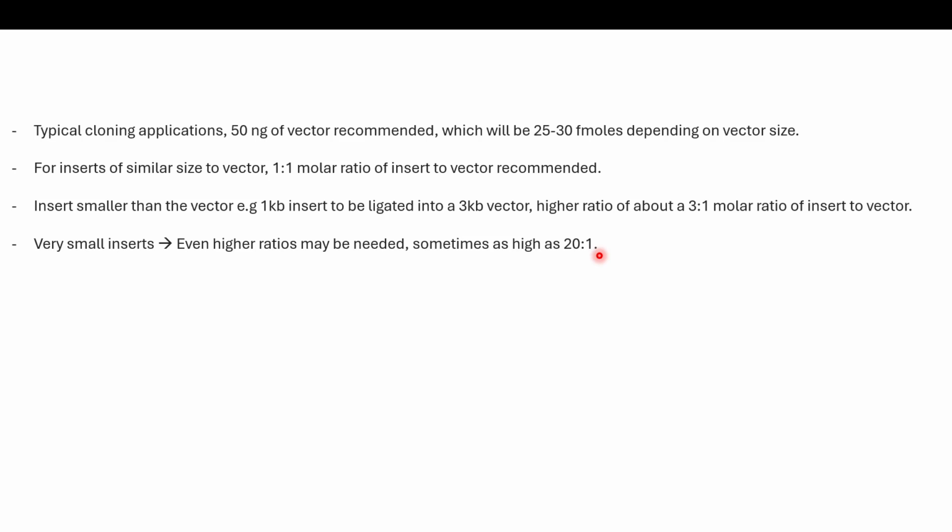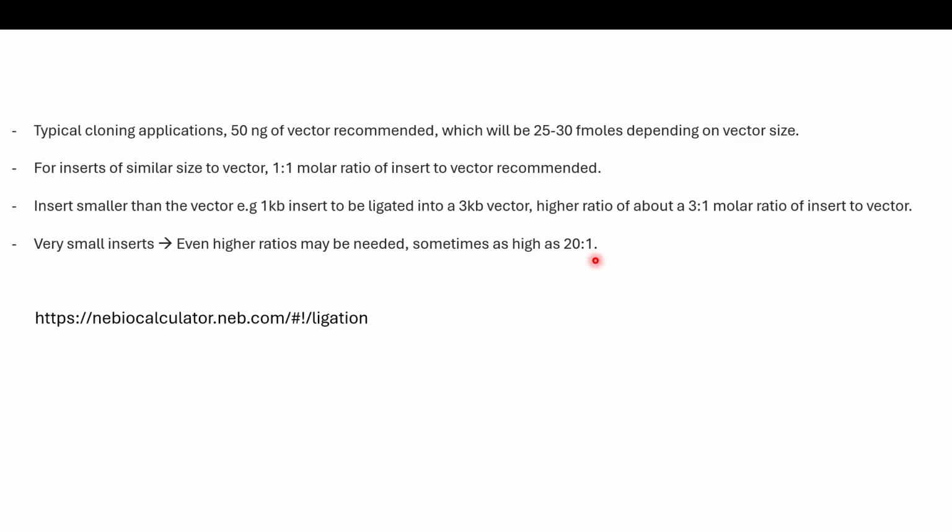So amount means, suppose these many number of moles are being used. This is the molar ratio. If these many moles of the vector are being used, suppose millimoles of vector is being used, so basically this is the insert to vector ratio that is being used.